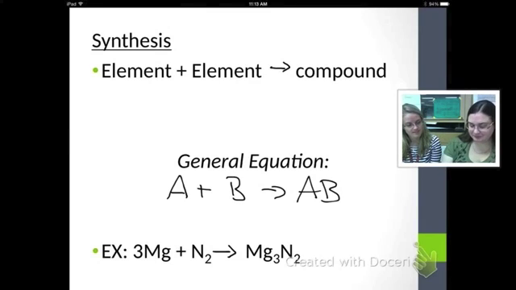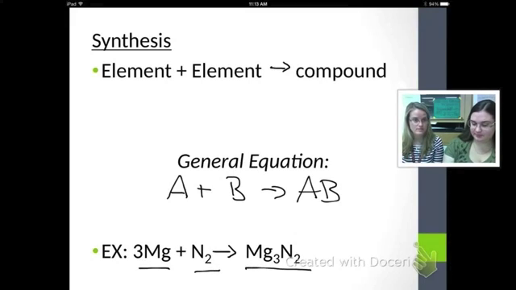Okay. So we have an example equation down at the bottom just so that you can see what it looks like if it were to be an actual chemical reaction that you see. We have 2 elements, magnesium and nitrogen, react to produce, what do we call that again? Magnesium nitride. No prefixes because it's not covalent.